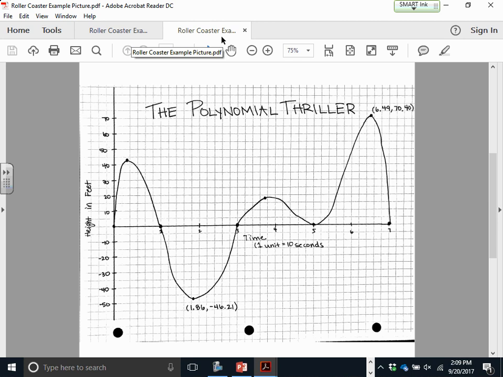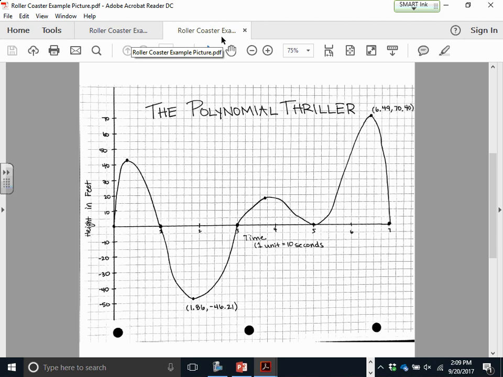Notice how my roller coaster fills the page. It is not teeny tiny in the corner. It literally fills up the entire page. I want it to be like, yes, this is my polynomial. Okay, you are proud of this polynomial. Okay, so I have my title.